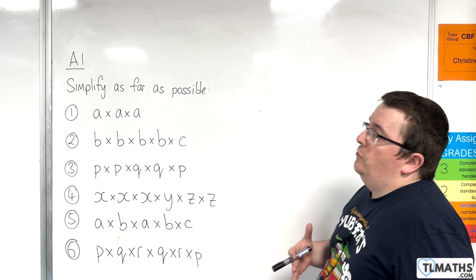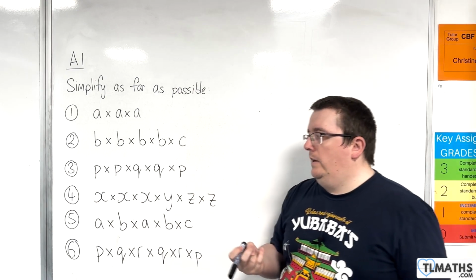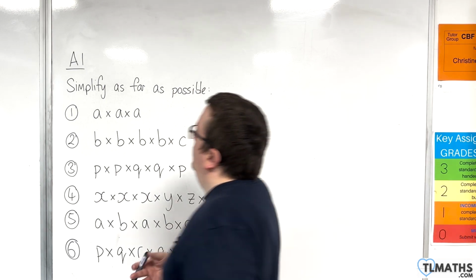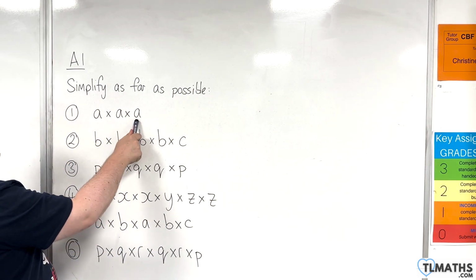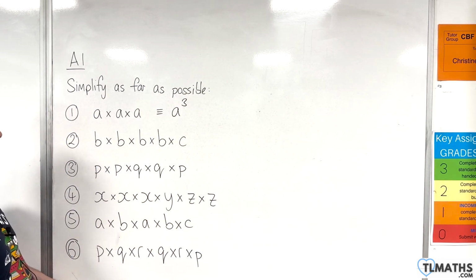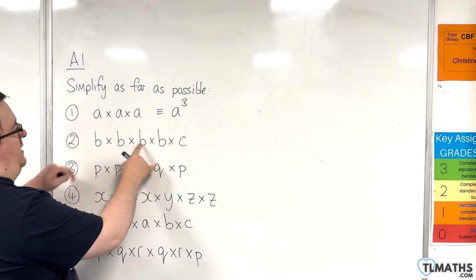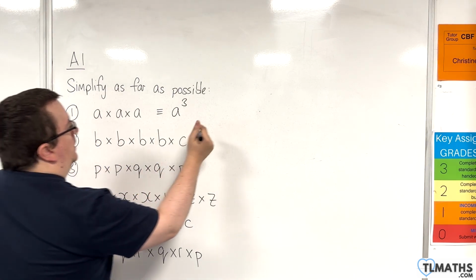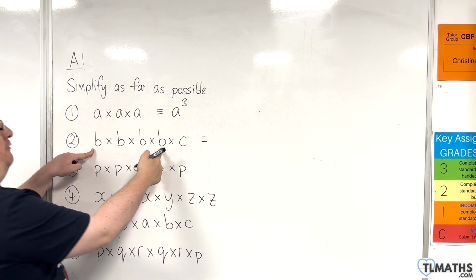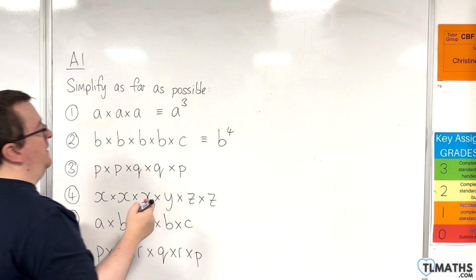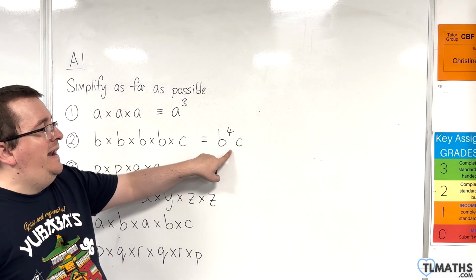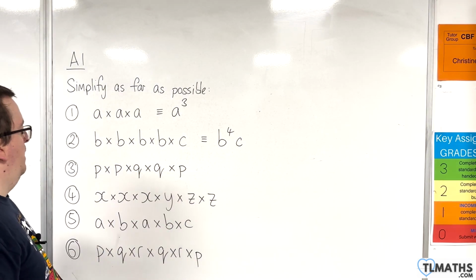So in this video, I want to go through some examples of multiplying algebraic terms together and really simplifying it down. So here we have a times a times a. So we understand that that means a cubed. With number 2, we've got b times b times b times b times c. So I can combine the b's together to have that as b to the 4, because I've got 4 b's multiplied together, and then I've got the c on the end, so we write that as b to the 4c. So notice I don't have any multiplication symbols in my answer here.